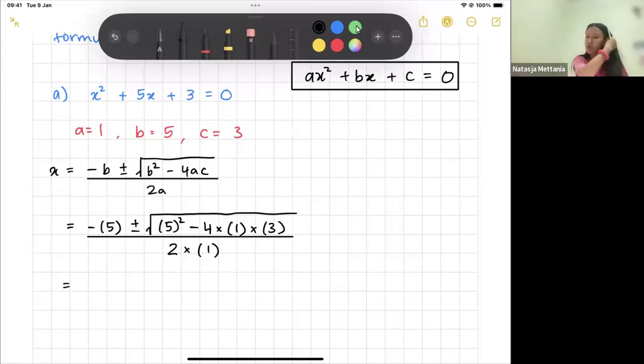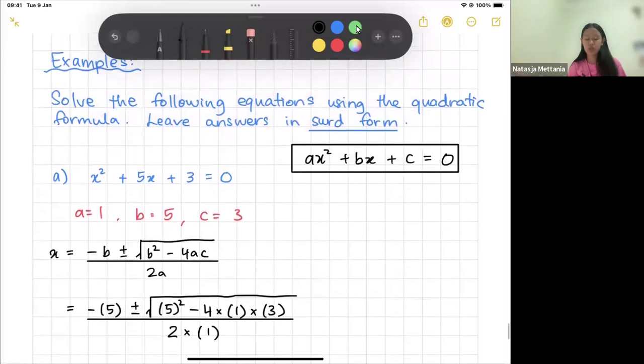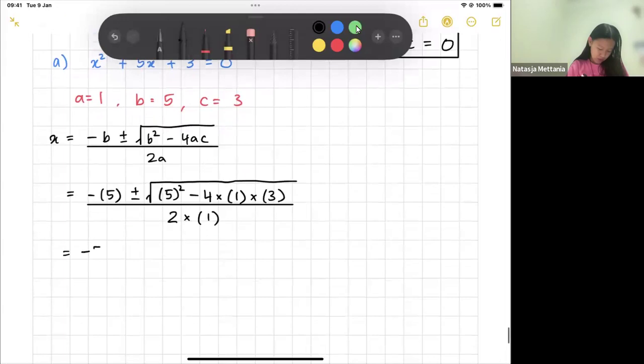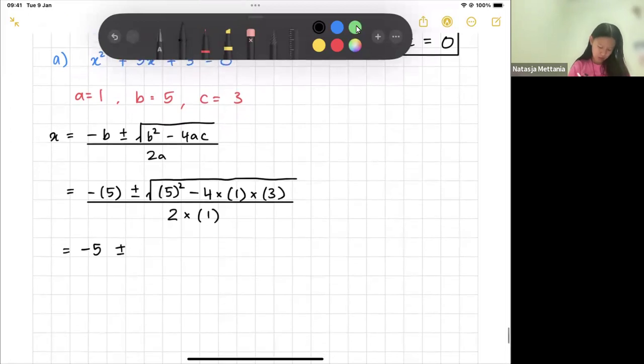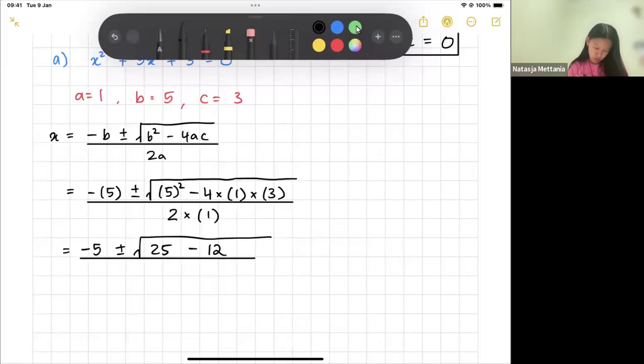But don't use a calculator for this one because it said in the question to leave it in surd form. Okay, so all I'm doing is this is going to be a minus 5, because negative 1 times 5 or positive 5 gives me negative 1, plus or minus the square root of 5 squared, which is 25, minus 4 times 1 times 3, that gives me 12, all over 2.